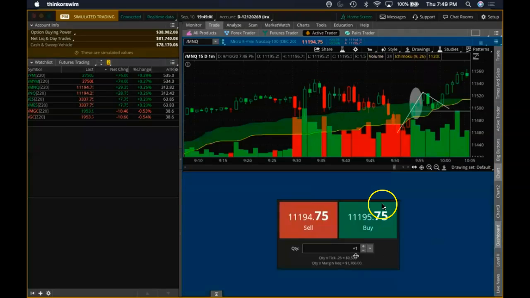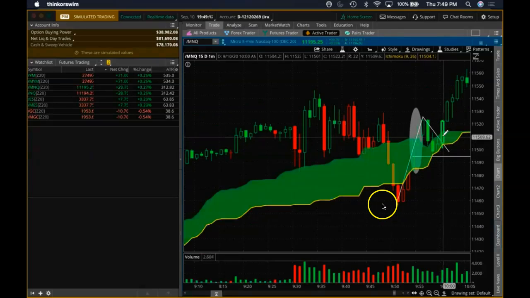Again, how much money did I need? I needed $1,760 per contract. How much am I making? Every quarter move, I'm going to make 50 cents. That means every dollar move, I'm going to make $2. So if we get in at 11,510, so we tried it again. I think it was 11,510 right here too. We get in this time.